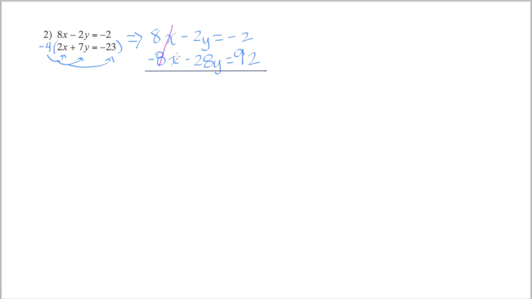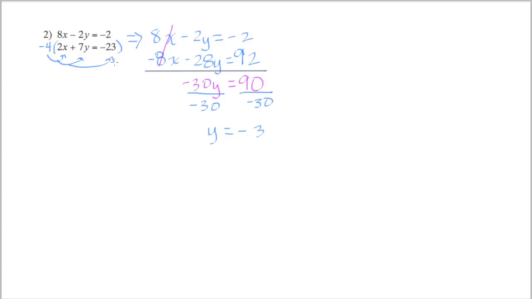8x minus 8x is 0. Negative 2y minus 28y is negative 30y. Negative 2 plus 92 is 90. I need to solve for y. I have negative 30y, which is multiplication, so I do the opposite, which is division, so I divide both sides by negative 30. Negative 30y divided by negative 30 is positive y. 90 divided by negative 30 is negative 3. I found my y. I now need to find x.